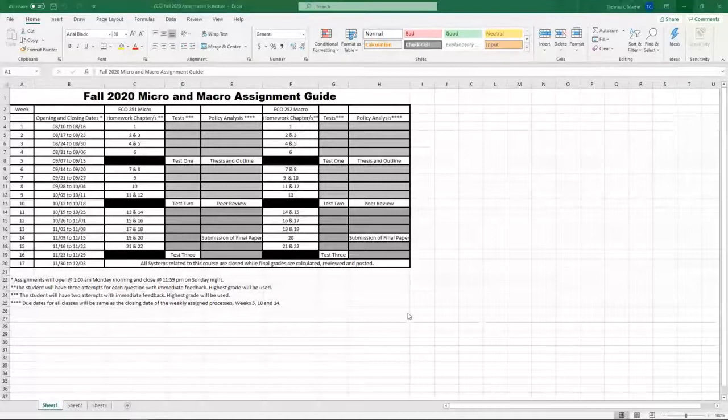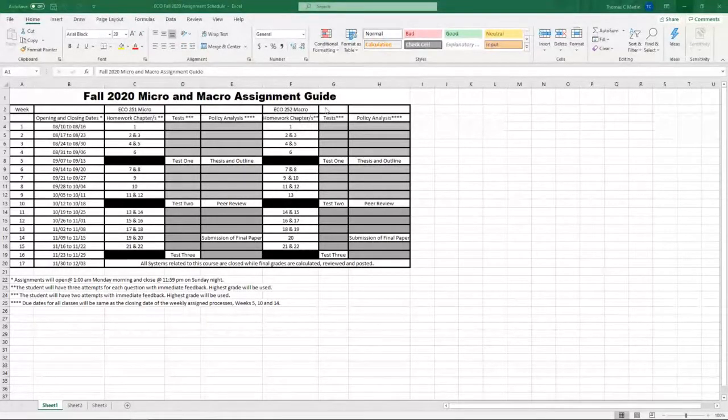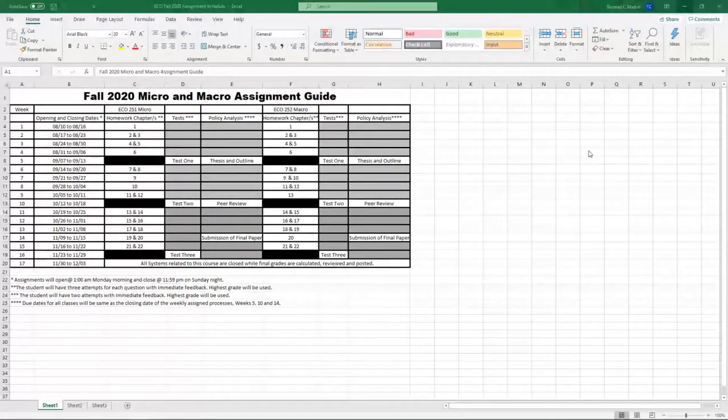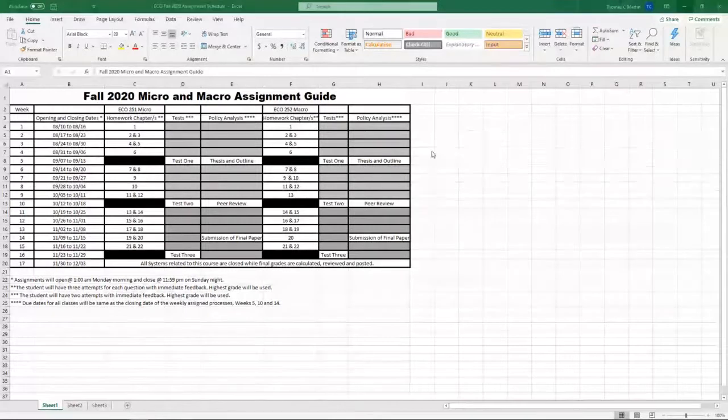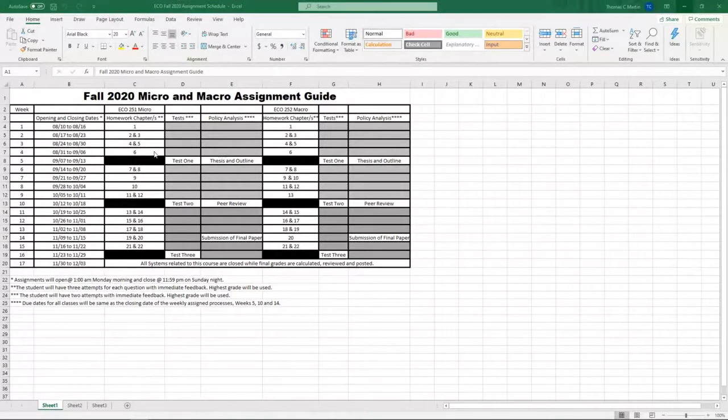I'm going to share a screen with you. If you haven't printed out the Fall 2020 Micro and Macro Assignment Guide, it's not too late to do it. It's still there. When you go into weekly assignments, there's a link to it, and it'll bring it up in Excel. This week we're covering 8/31 to 9/06, which is chapter 6. Then on 9/07 to 9/13 we're dealing with test 1 and the thesis and outline.